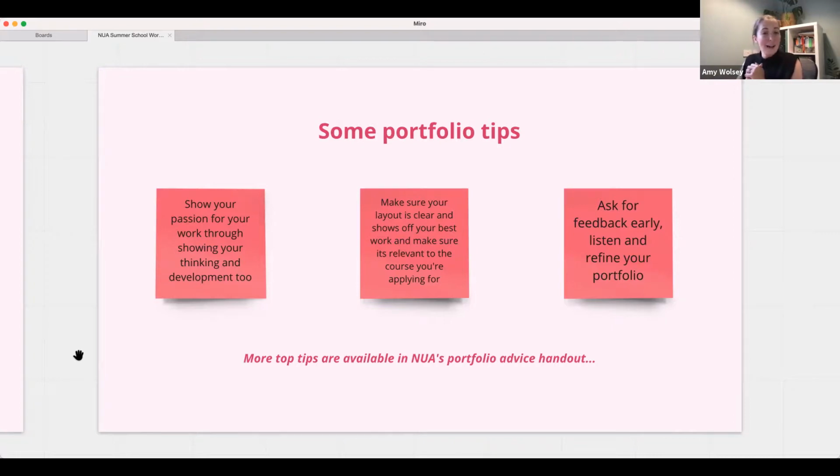Make sure your layout is clear and shows off your best work, and make sure it's relevant to the course you're applying for. So when we think about the layout of the portfolios that we've shown today, yes, it was clear, but was it really obvious what it was, and was it relevant to the course that I wanted to apply for? That's where you might look to speak to lecturers or ex-students. And then finally, make sure you ask for feedback and do it in plenty of time, so you can make lots of changes if you need to, or ask for more feedback, or not make any changes at all.